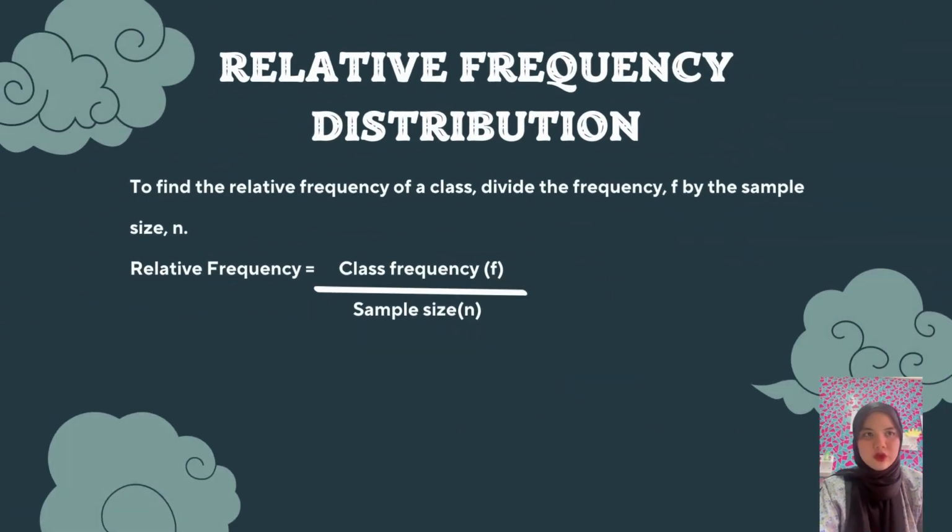And for the relative frequency distribution, we find the relative frequency of a class by dividing the frequency f by the sample size n, which is relative frequency equals class frequency divided by sample size.